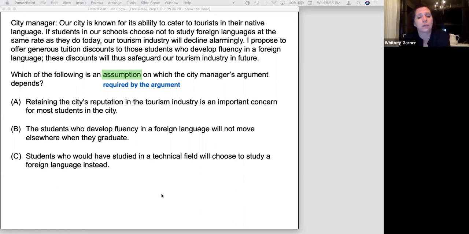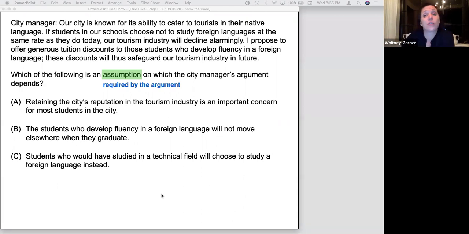B is an assumption because if students who develop a fluency do move away, I'm in big trouble. I'm in big trouble if my students go. So I need to assume that they won't move. I need to assume that they'll stick around. So we have a great technique called the negation test. Again, we cover this at length, both in our online free materials on our blog, but also in free prep hours that cover critical reasoning. But our correct answer is B.